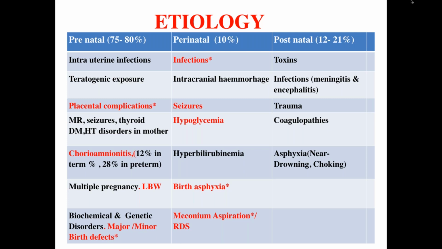So most of these etiologies are just associations. Like intrauterine infections, teratogenic exposure during prenatal period, a mother who has mental retardation, has seizures, or a thyroid disorder, or diabetes mellitus, or hypertension, all these would be increasing the propensity of the baby to develop some complicated pregnancy delivery. And also the genetic component and vascular component associated with some of these disorders would predispose these children to brain damage antenatally, and later on they may go on to develop cerebral palsy. Chorioamnionitis is another very important cause of cerebral palsy.